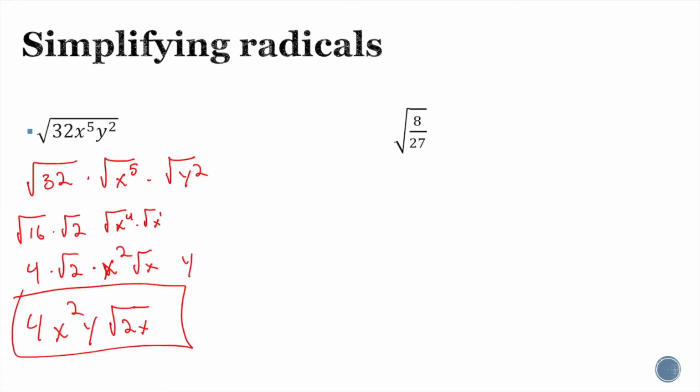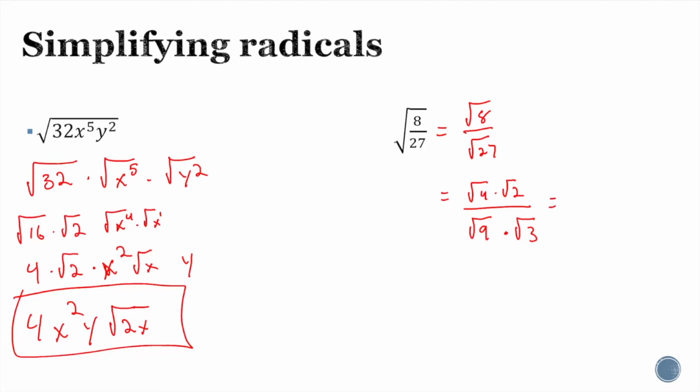Great. Now let's take a look at the next one. We have the square root of 8 over 27. So remembering the quotient property, I have the square root of 8 divided by the square root of 27. I cannot take the square root of 8, so I'm going to break that up as the square root of 4 times the square root of 2. 27, I'm going to do the same, but in this case I'm going to do the square root of 9 times the square root of 3.